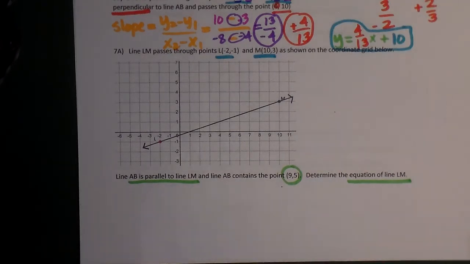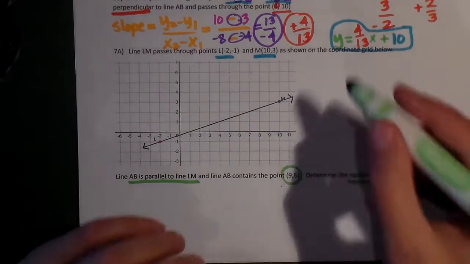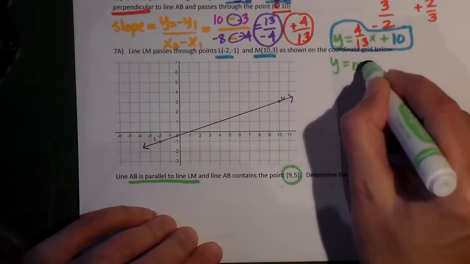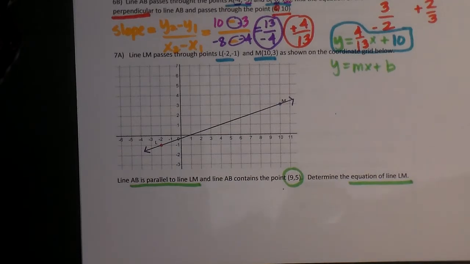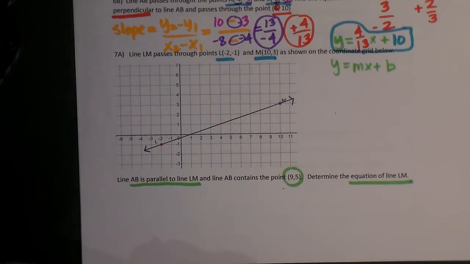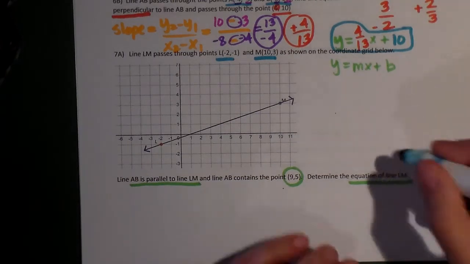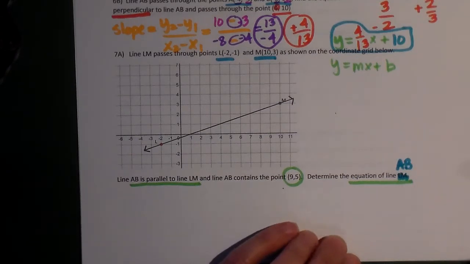Okay? Now, if I'm looking at this picture, first of all, what does equation mean? Y equals mx plus b, right? That's the equation. So y equals mx plus b is the equation. First of all, I can find the slope because LM is on the graph, right? Okay? I think this is a misprint, and I think this is actually asking for AB. So we're going to change it to AB. You know, you catch things as you go.